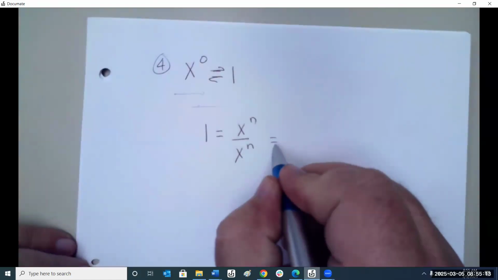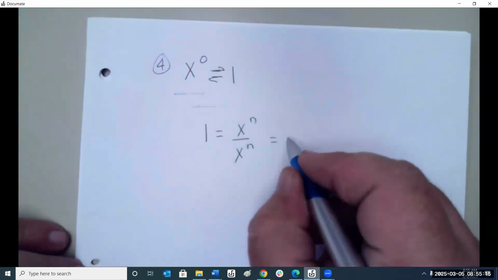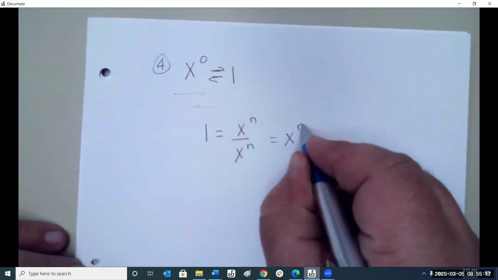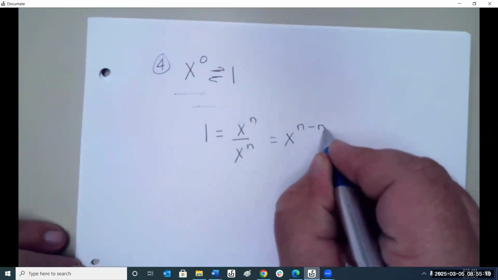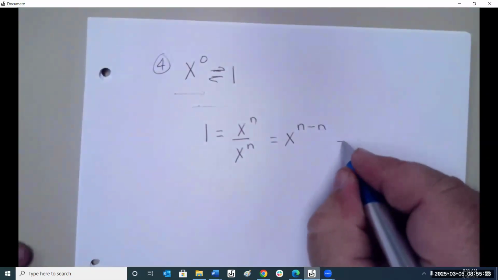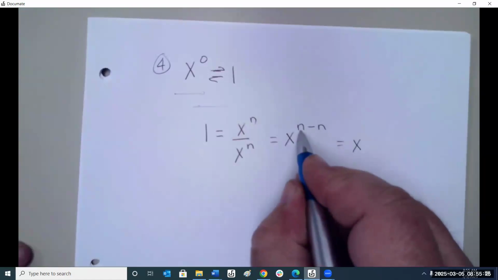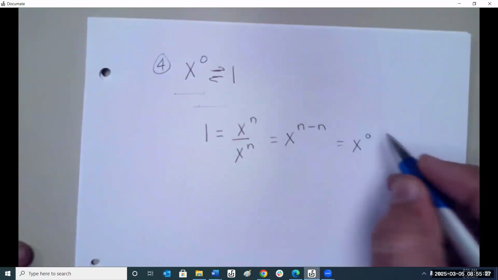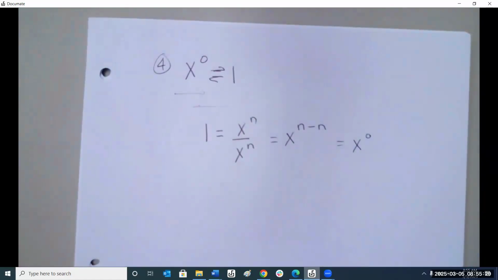Now we know the rules. Since they have the same bases, what do we do with the exponents? We subtract them since it's division. N minus n is 0. That's the reason anything to the power 0 is equal to 1.